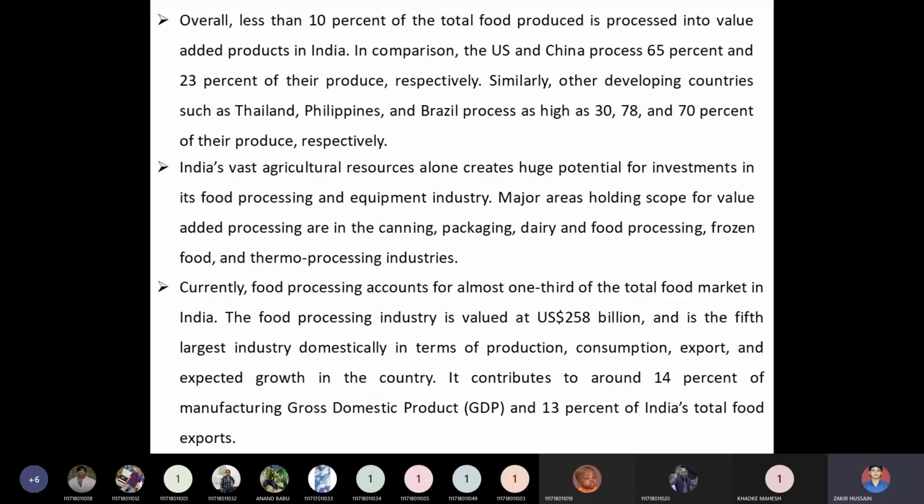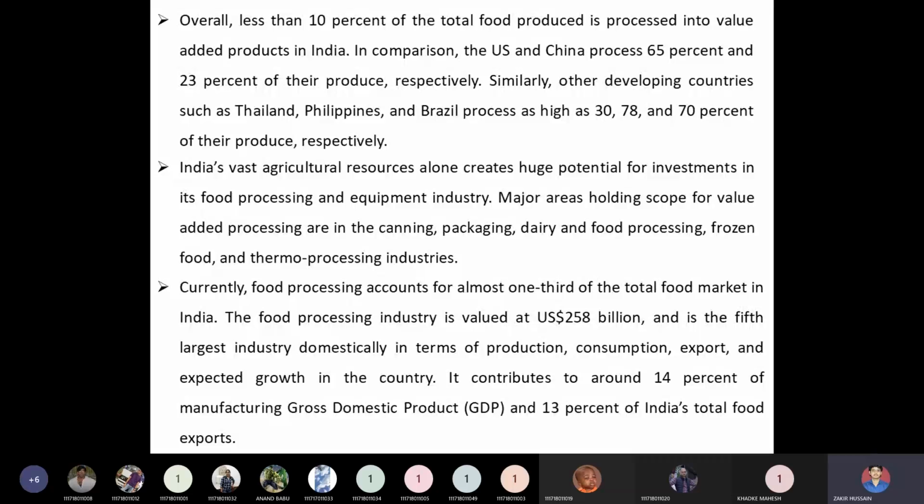Some packaged food has always been converted to something which will have a shelf life more than that of the natural fruit. Because of that reason, the price will be added. So the farmer will gain from this type of food processing. And in comparison, the US and China process 65%.